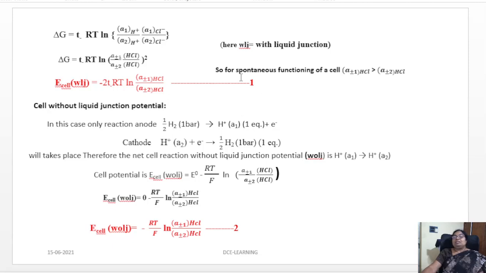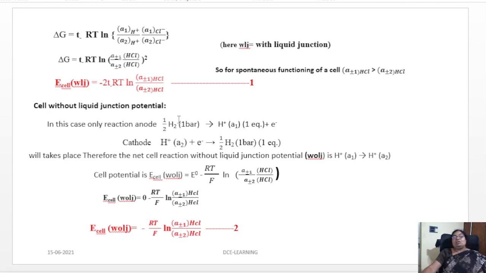So here, this is the cell with liquid junction potential. You are going to calculate only with liquid junction potential. For spontaneous functioning of the cell, you must know that the A1 activity is always greater than the A2 activity. It may flow from left to right side, so it is the spontaneous reaction.